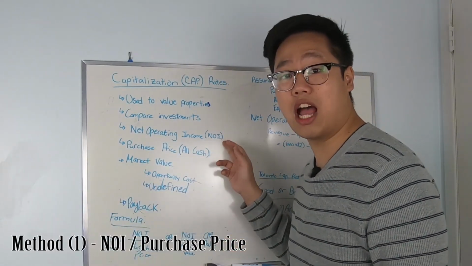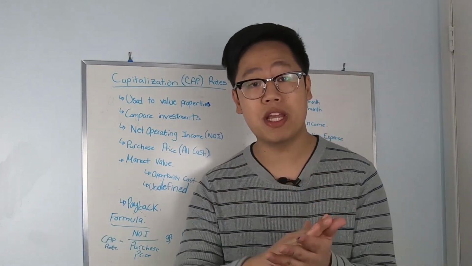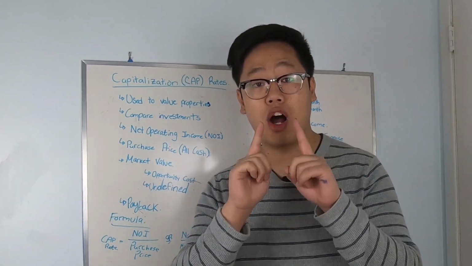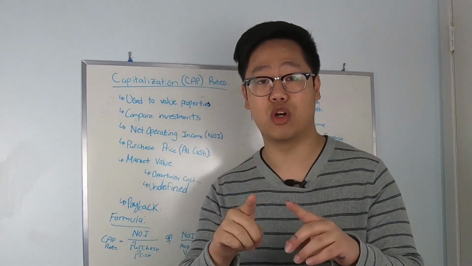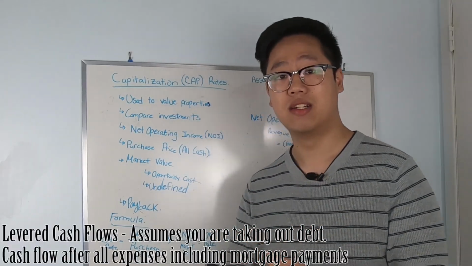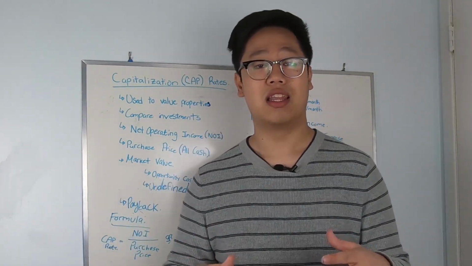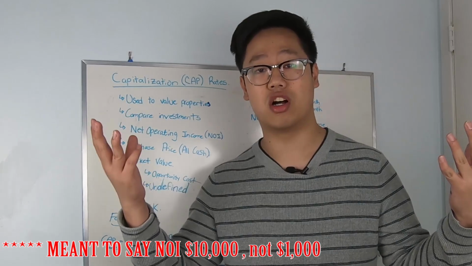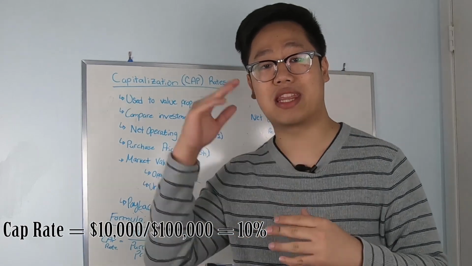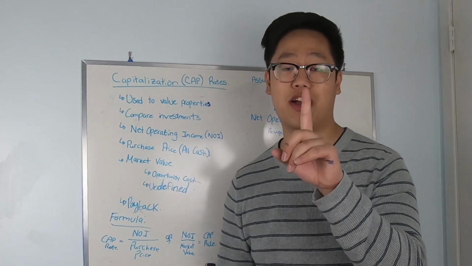So you take your net operating income and you divide it by the purchase price of the property, assuming you buy this property in all cash. So again, cap rates are unlevered returns of cash flow. It assumes that you take out no debt. Levered means you are taking out debt. So you're buying this property in all cash. So if the net operating income of a property that cost $100K is $1,000 and you buy that property for $100K, then your cap rate is going to be 1,000 divided by 100,000, which is just 10%. That's the first way of calculating cap rates.